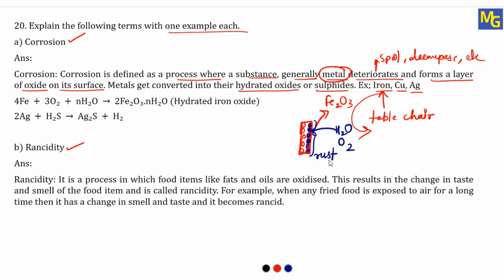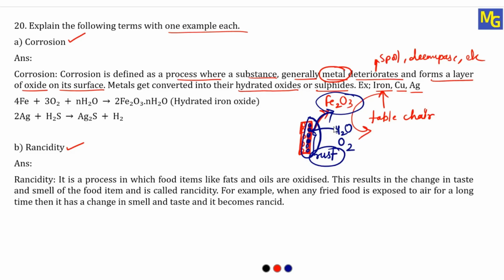Once the formation of rust takes place, once the formation of iron oxide takes place, it is permanent. We cannot reverse the reaction. It means these many atoms have got wasted. We have converted it into rust. This process is called corrosion.